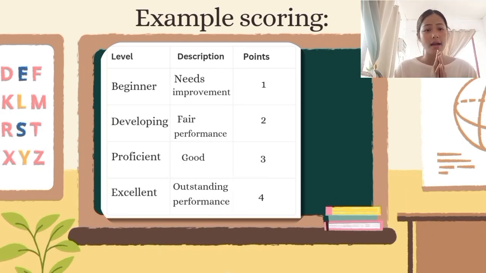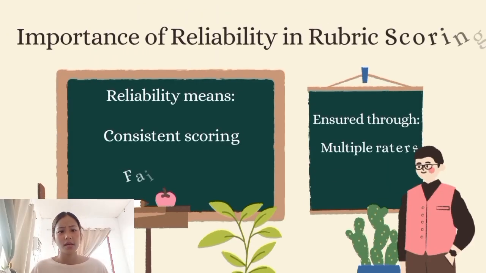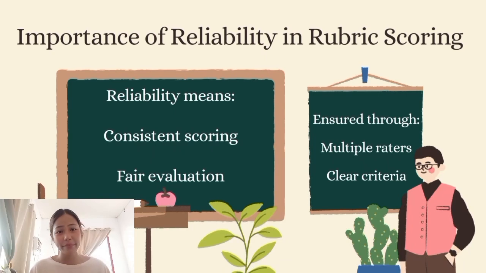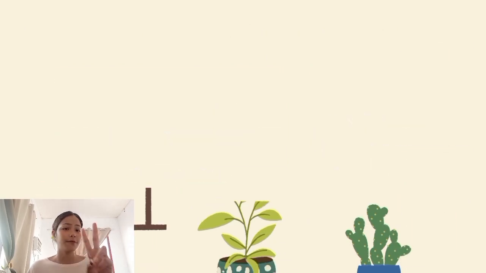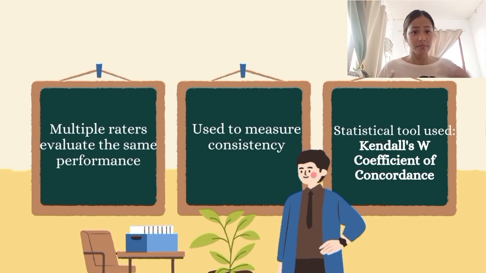Another important aspect of rubric scoring is reliability. Reliability means that the scoring is consistent and fair. For example, if two teachers evaluate the same student performance, their scores should be similar or consistent. To achieve this, teachers often use clear criteria and multiple raters when assessing performance.